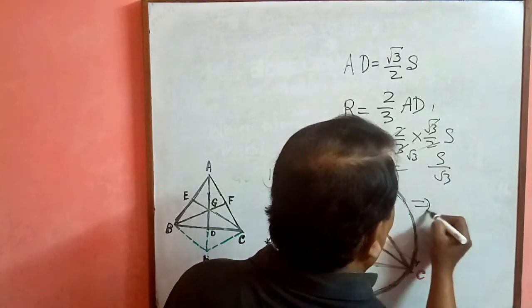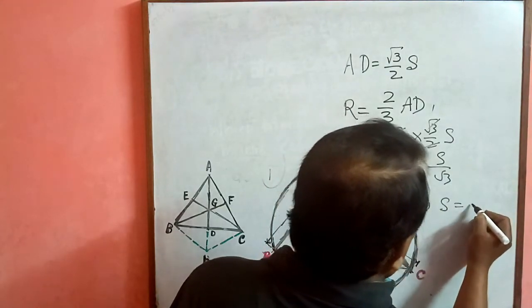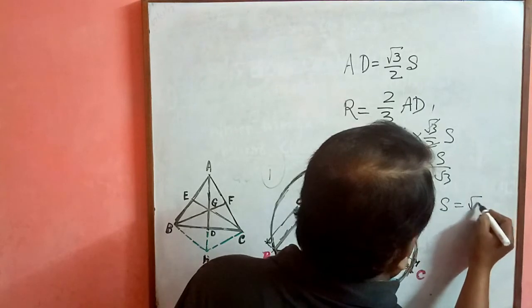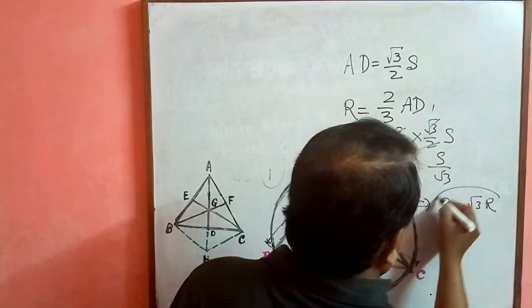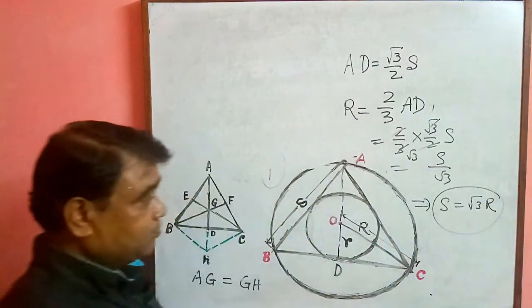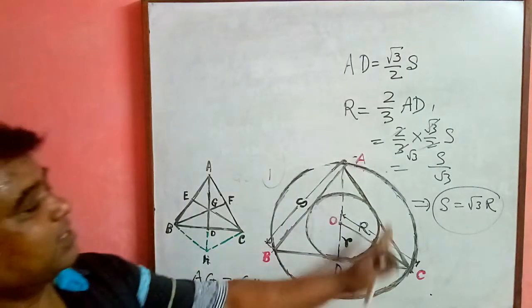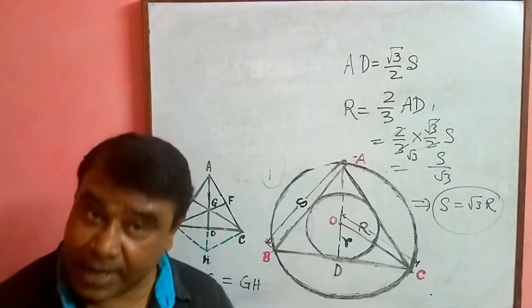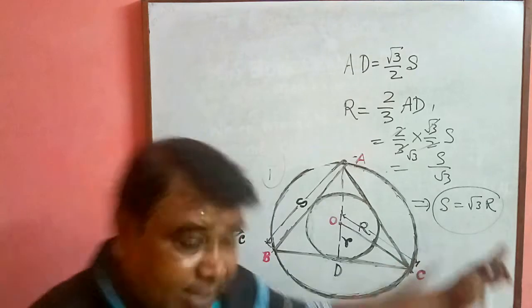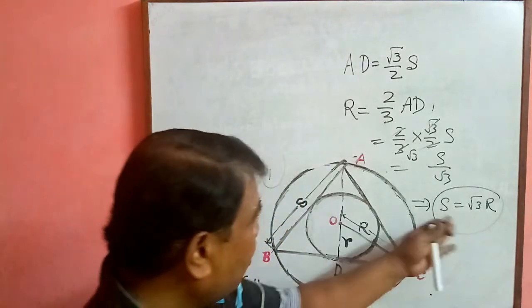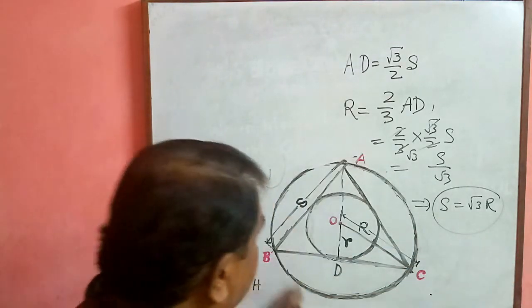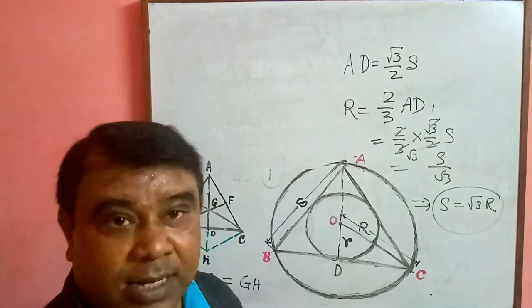That means we have a relation: side is equal to root 3 into R. We can easily find the radius if the side of the triangle is given, or if the radius is given, we can find the side of the equilateral triangle which is inscribing the circle.